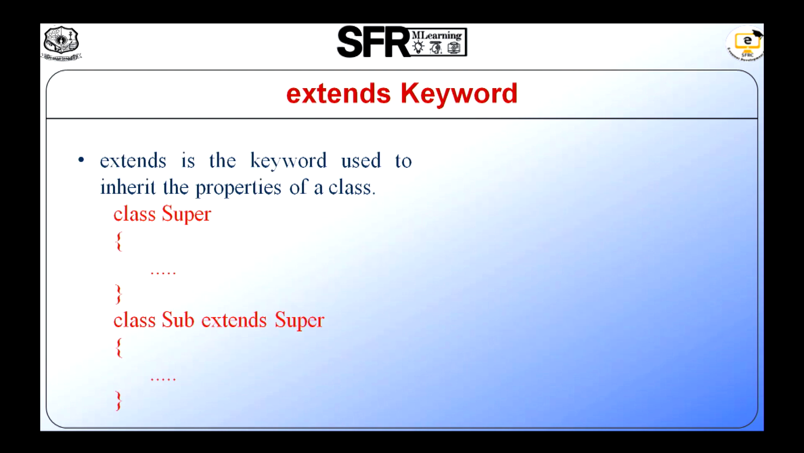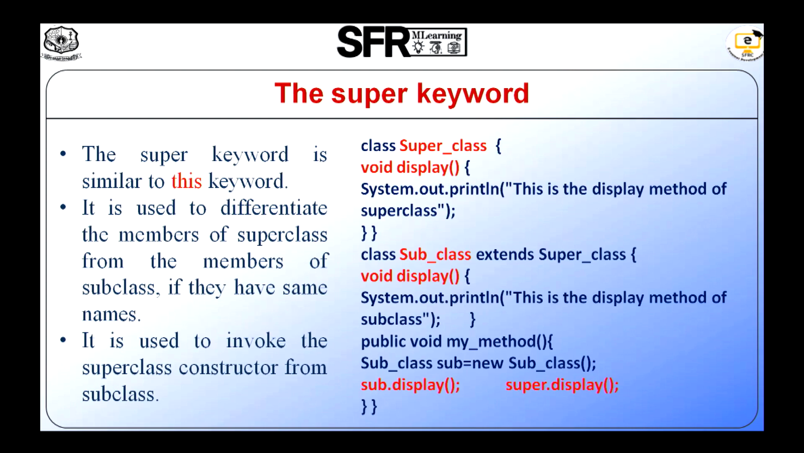Next, the extends keyword. The extends keyword is used to inherit the properties from one class. This is the syntax for using the extends keyword. Here the superclass name is super and the subclass name is sub. So we extend the superclass, and here we use the keyword extends.